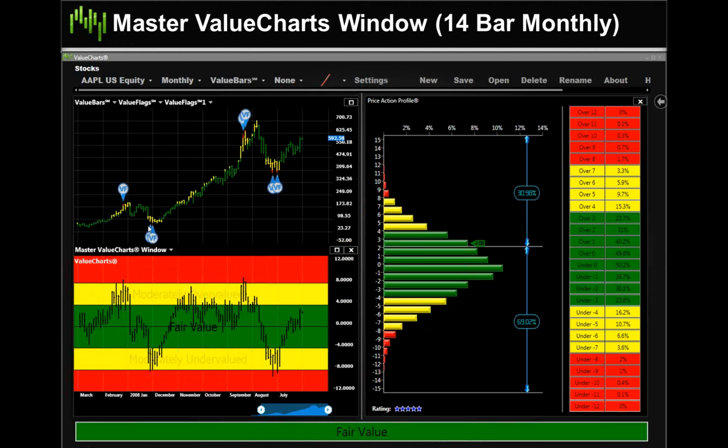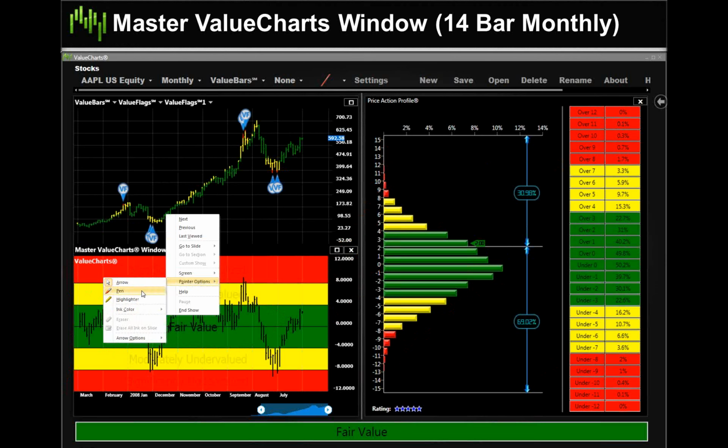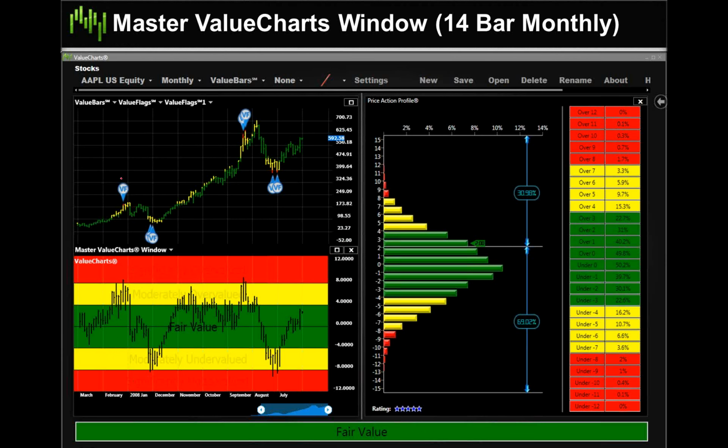I put some what we call value flags here to call attention to these extreme areas. Again, this first situation was not the eventual top, but we did see Apple Computer correct $50 a share instantly. At the beginning of next month, it sold off by $50 a share. So if you would have sold this or bought a put option or taken advantage of that, then you should have been fairly profitable in that trade. Again, we have some nice significantly undervalued indications here at the bottom. We have some nice significantly overvalued here at the top, and then again here at the bottom.